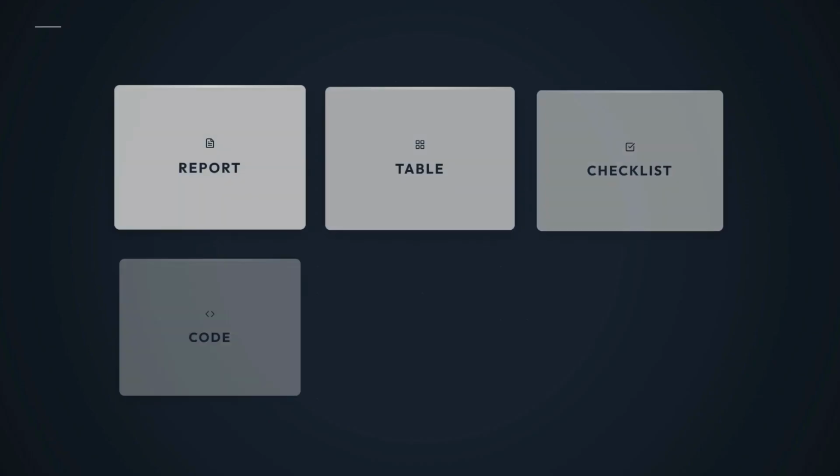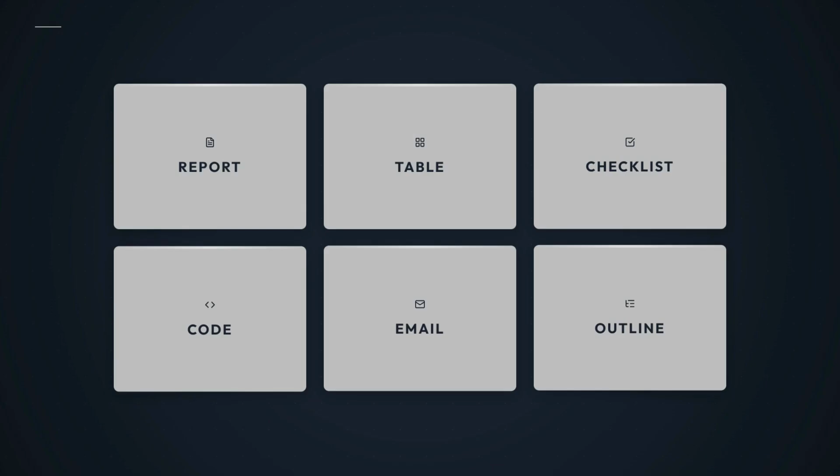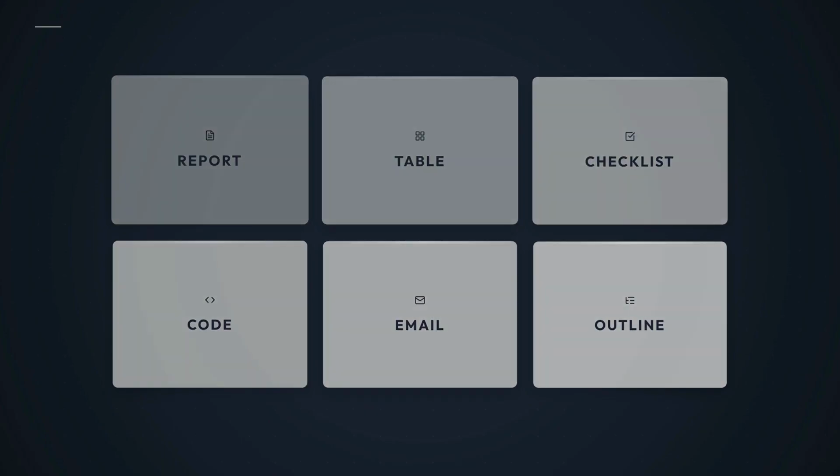Element 6 is output format. Specify how the response should be organized. You can request a report, an executive summary, a numbered procedure, a checklist, a table, a JSON structure, or a presentation outline. For example, say, return the result in a table with the columns: risk, probability, business impact, and mitigation action. Defining the format ensures the AI structures the answer exactly how you need it.